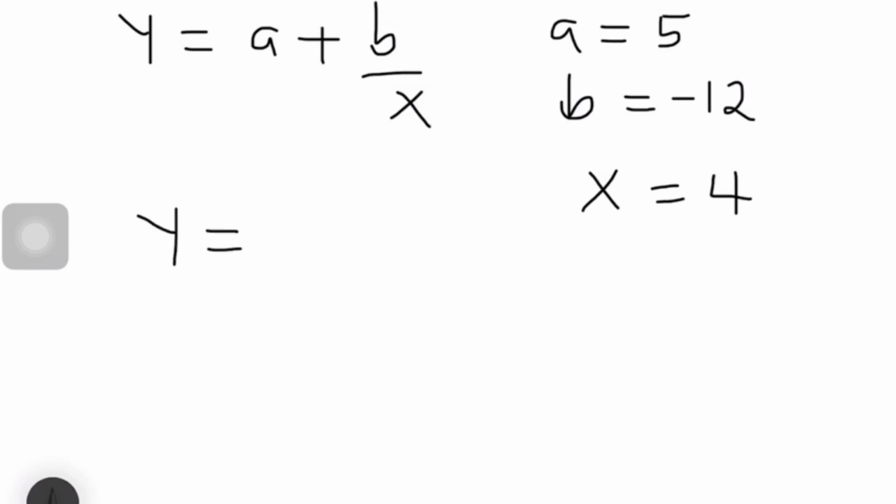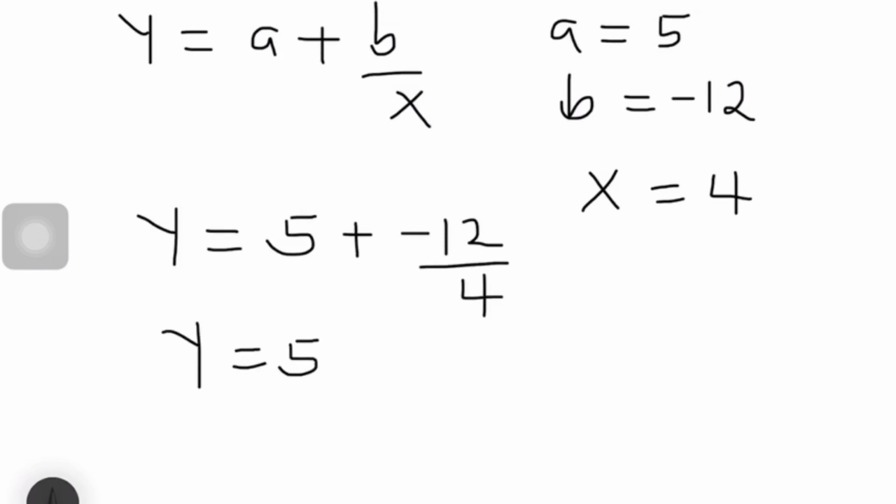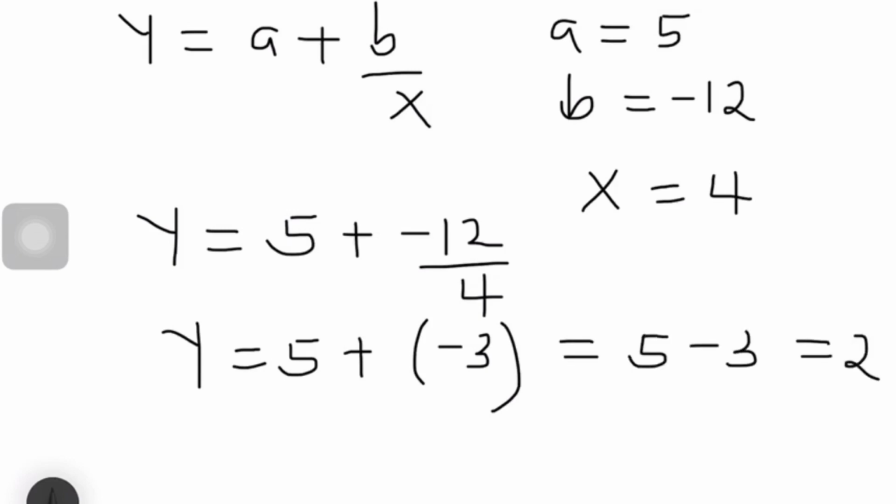So our y is equal to a, which is 5, plus b, which is minus 12, all over 4. y is equal to 5 plus minus 3, right? And this is the same as 5 minus 3, which is equal to 2. And therefore our y is equal to 2. You are done. As simple as that.